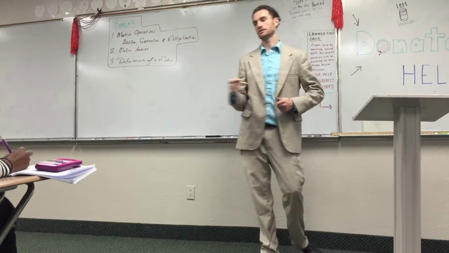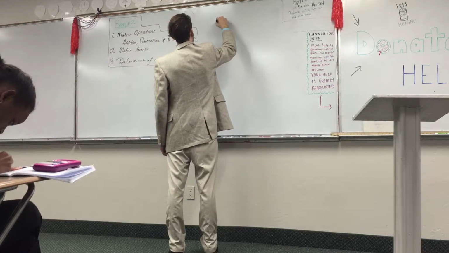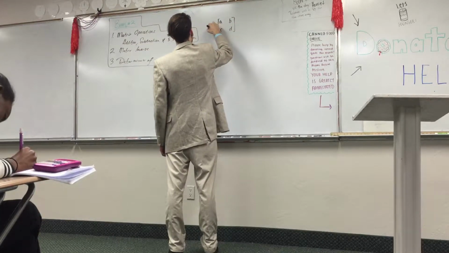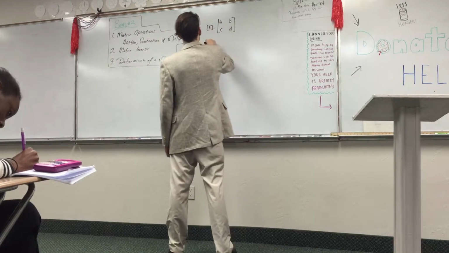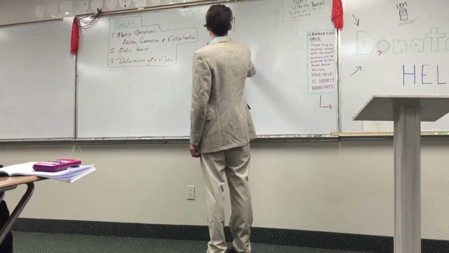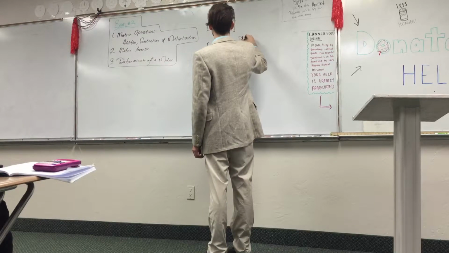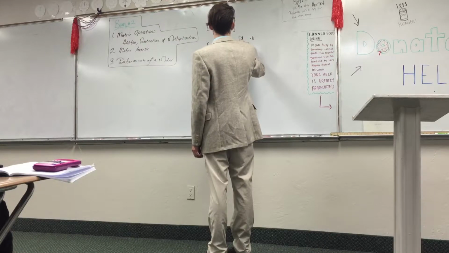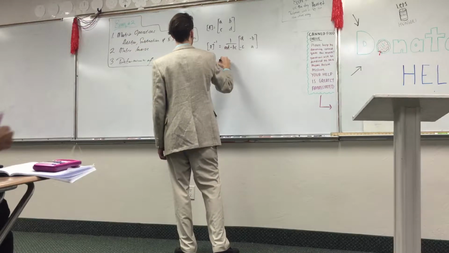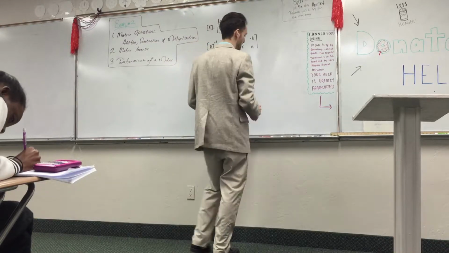Finding the inverse of a matrix. If I have a 2 by 2 matrix, A, B, C, D, this is matrix A. What's the inverse of matrix A? 1 over AD minus BC times, no, it's D, negative B, negative C, A. Good. So if I have matrix A equal to 1, 2, 3, 4, find the inverse of matrix A.